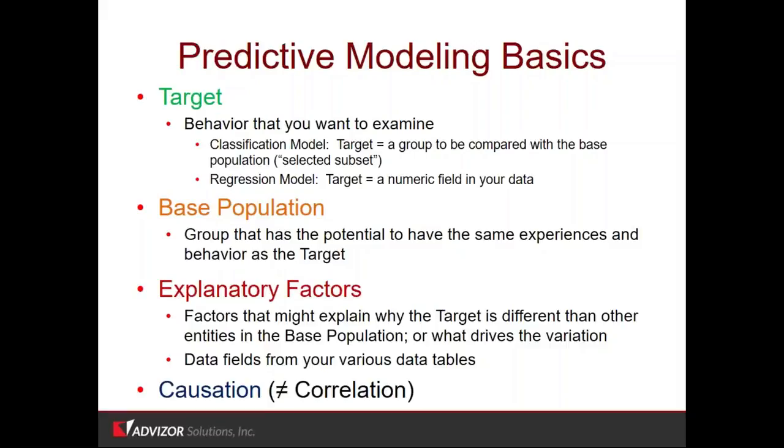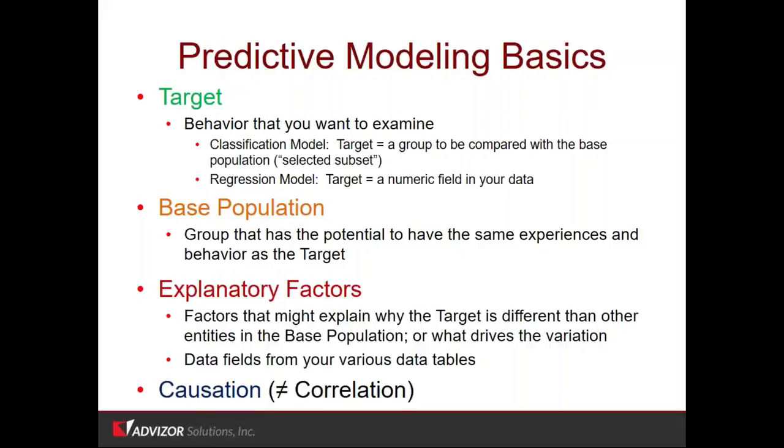Think broadly about all the stuff you have and what out of that might help you untangle what makes a target different than a base population. And there's a bunch of tools, we have them, other people have them, that can help you get the data from one system to another and aggregate and group it, do whatever is necessary to turn it into an explanatory factor. The last principle here is causation, which is not the same as correlation.